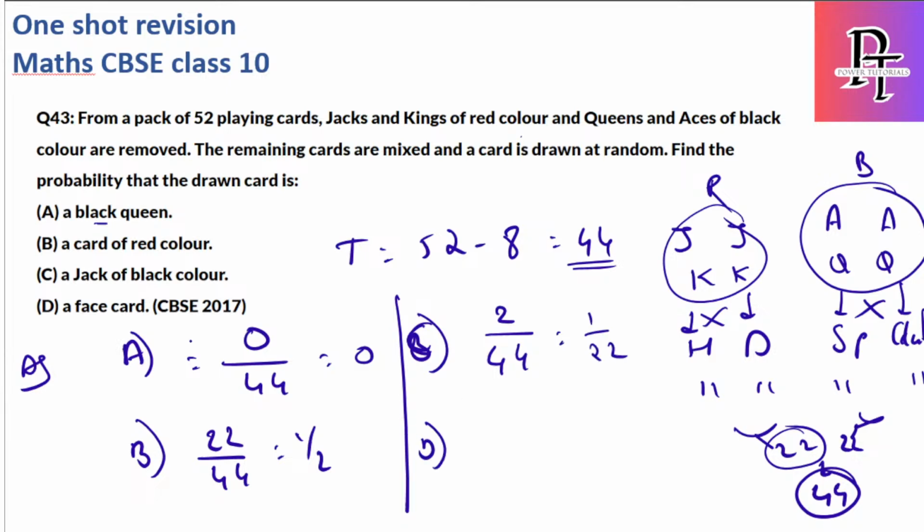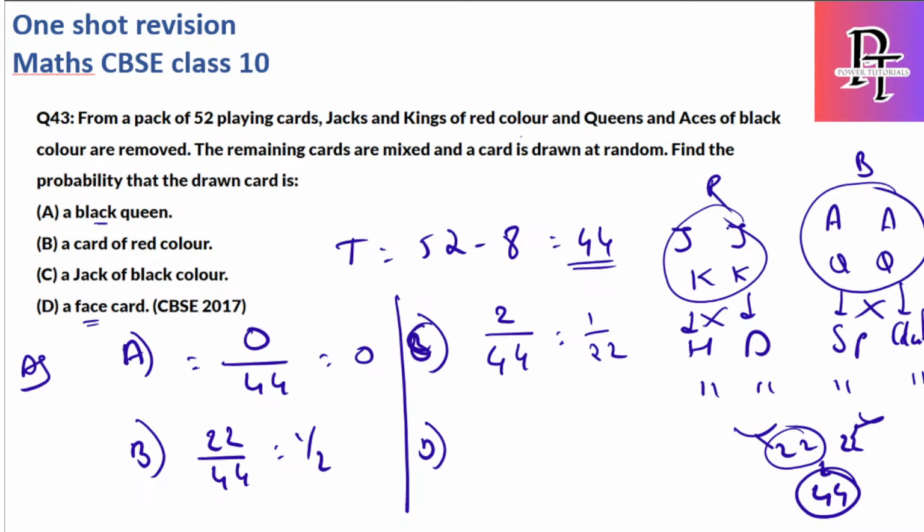Next, D. A face card. Okay, here the face cards are the ones which I mentioned: jack, queen and king. Those are also called face cards because for those the face will be present. Face in the sense of a picture. So how many face cards are present? Generally, as I mentioned, jack, queen and king, those 3 will be the face cards.